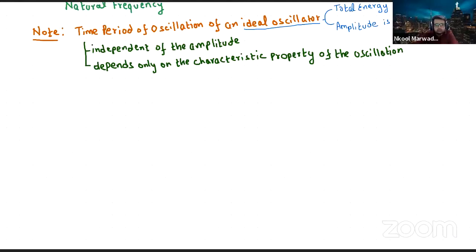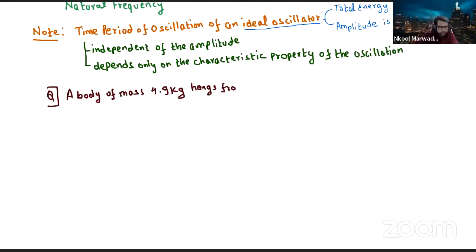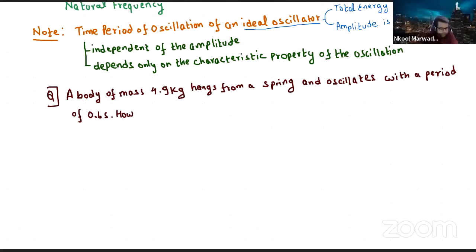A question: a body of mass 4.9 kilogram hangs from a spring and oscillates with a period of 0.6 seconds. How much will the spring shorten when the body is removed?